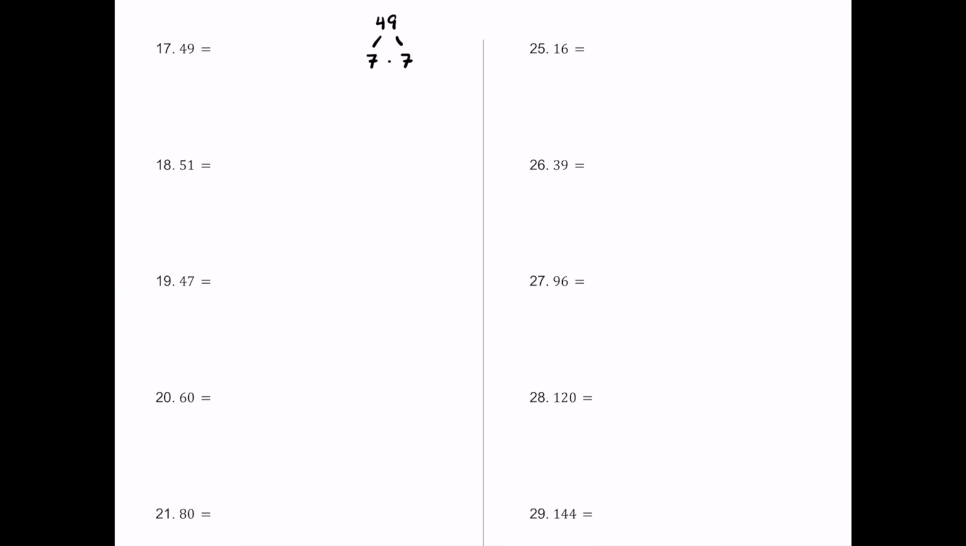And that's 49. And 7's prime, so we're actually done there, right? So the prime factorization is just 7 times 7. And using exponents, we can say that's 7 to the 2nd power.